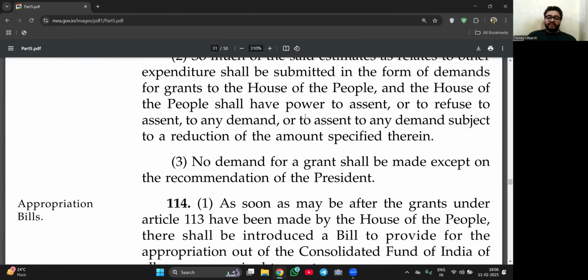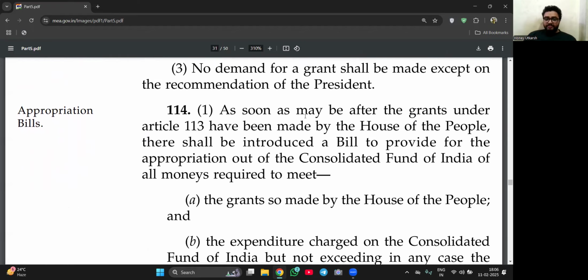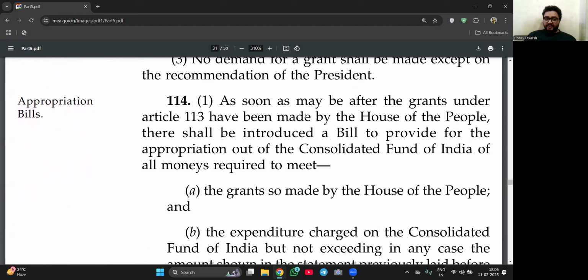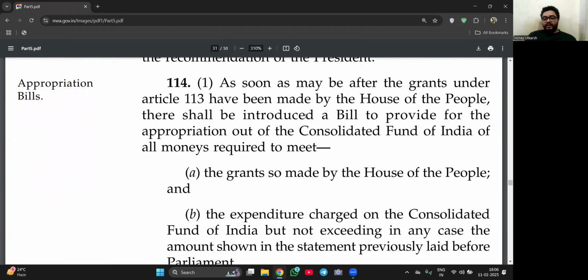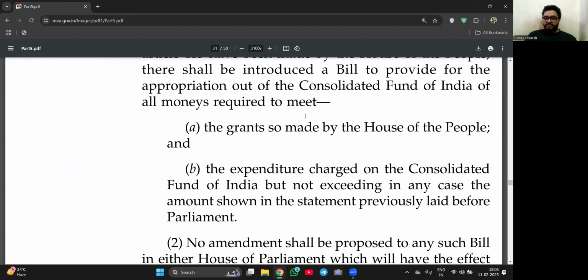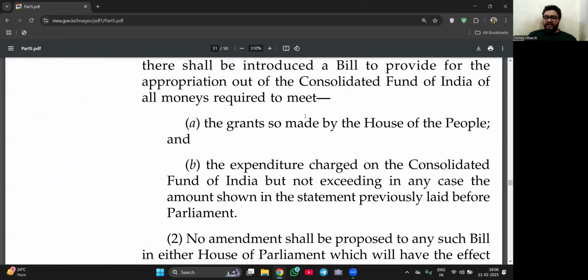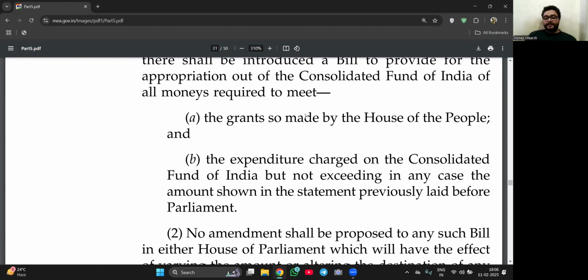And Article 114, Appropriation Bills. Clause 1. As soon as may be after the grants under Article 113 have been made by the House of the People, there shall be introduced a bill to provide for the appropriation out of the Consolidated Fund of India of all monies required to meet A. The grant so made by the House of the People, and B. The expenditure charged on the Consolidated Fund of India, but not exceeding in any case the amount shown in the statement previously laid before Parliament.